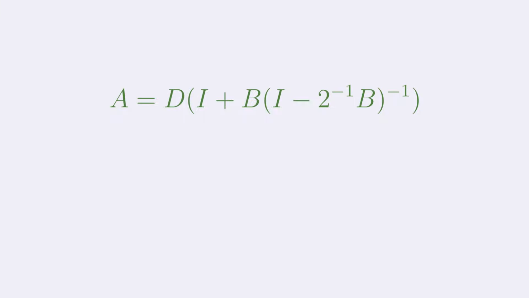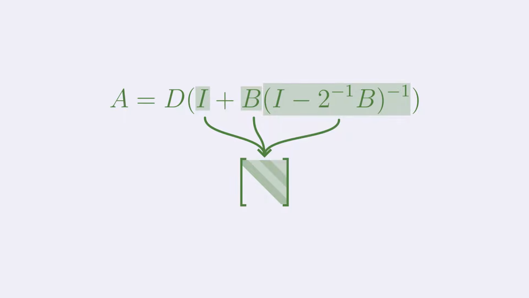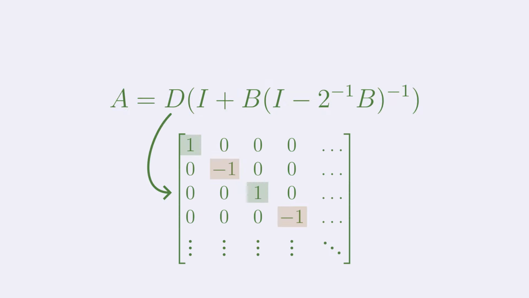Recall that A is calculated by A equals D times I plus B times the inverse of I minus 2 inverse B. All the matrices except D are upper triangular Toeplitz matrices, so everything up until the multiplication by D is blazingly fast. Furthermore, D simply consists of alternating ones and negative ones on the diagonal, so instead of matrix multiplying by D, we can simply make alternating rows negative, which is also extremely fast.